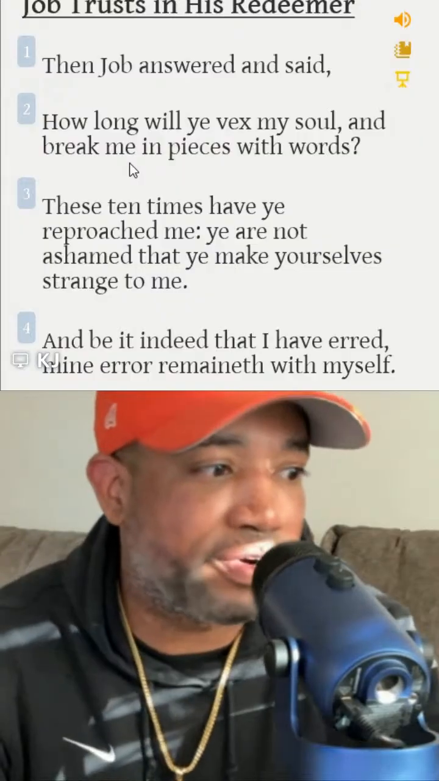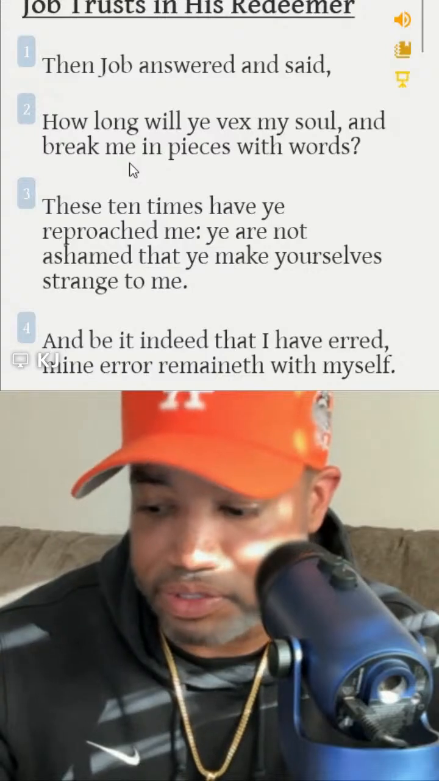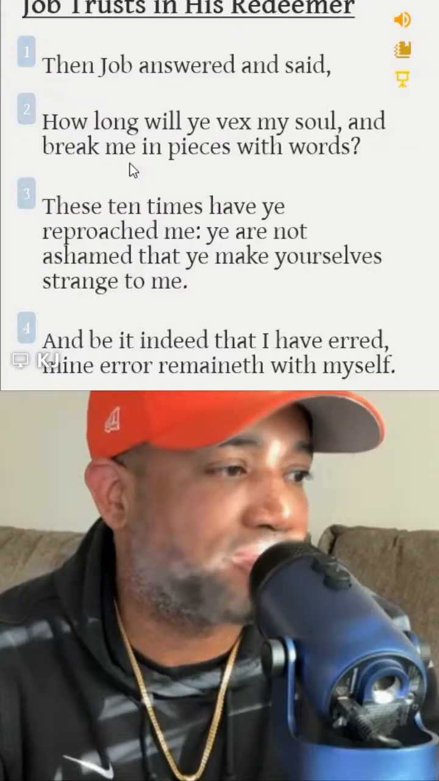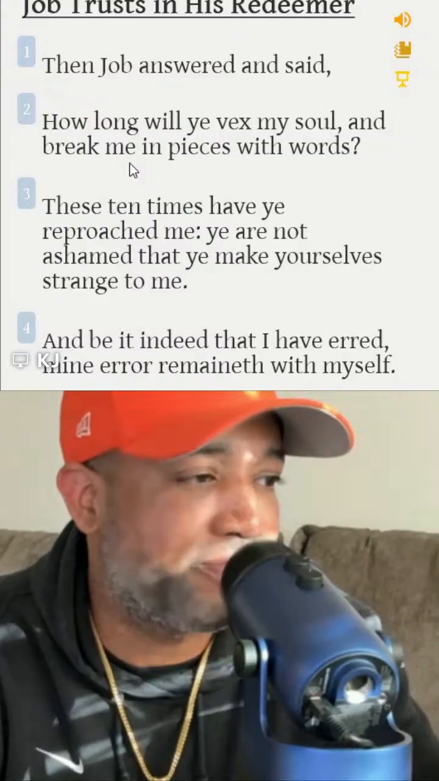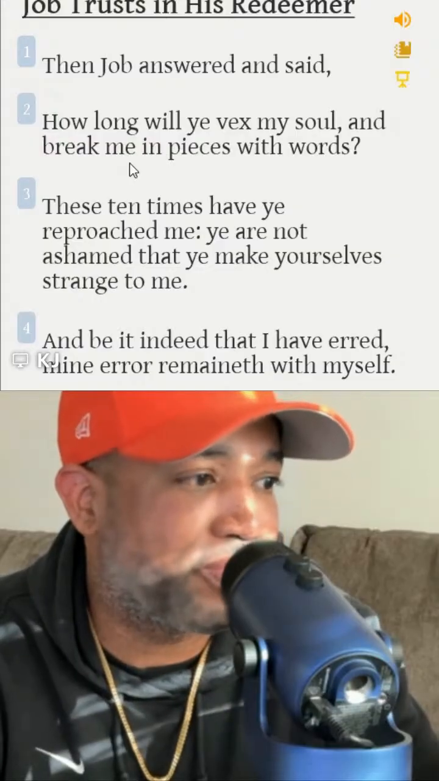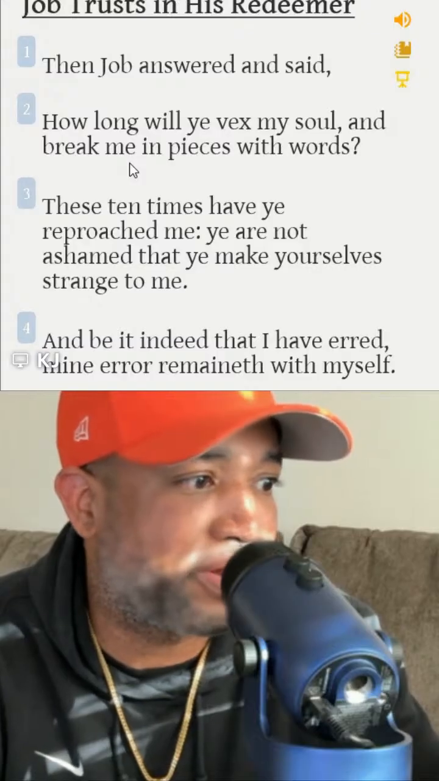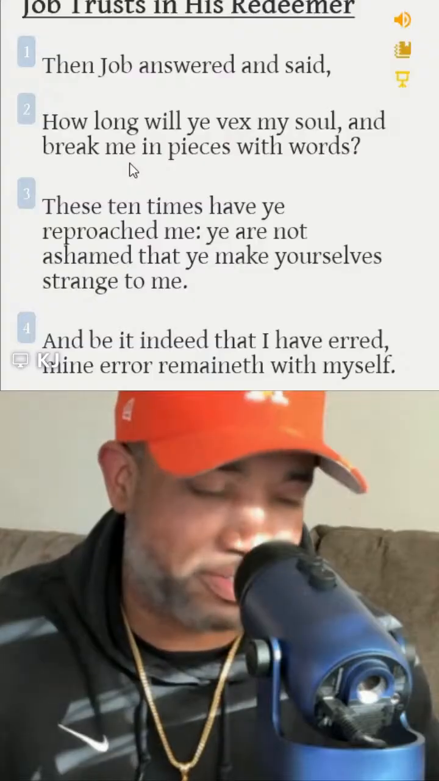So I'm going to read the first 6 verses, then I'm going to skip down to verse 25. All right. Then Job answered and said, How long will ye vex my soul and break me in pieces with words? These ten times have ye reproached me. Ye are not ashamed that ye make yourselves strange to me. Oh, my bad, he's talking to his friends. Excuse me.